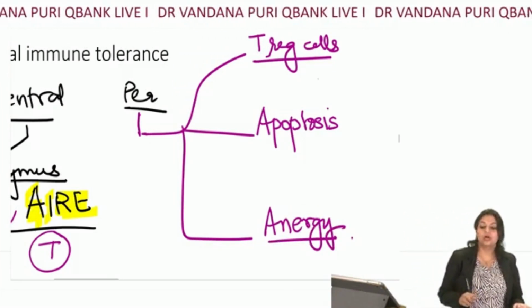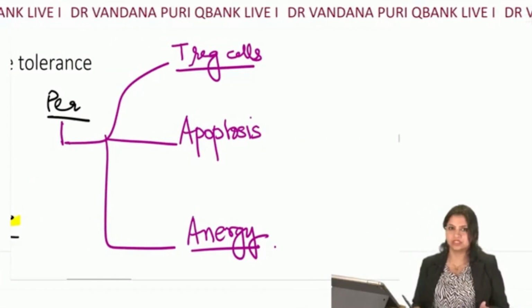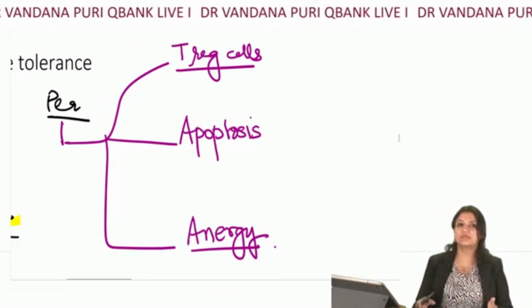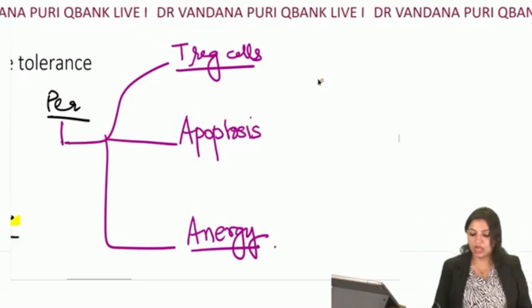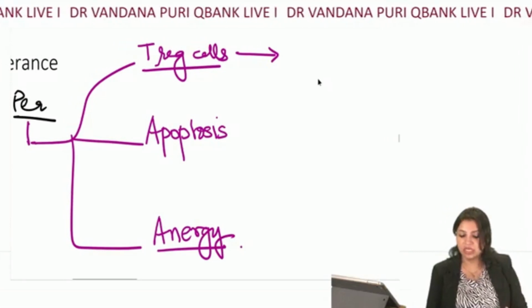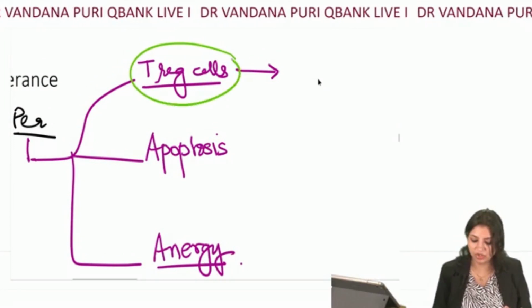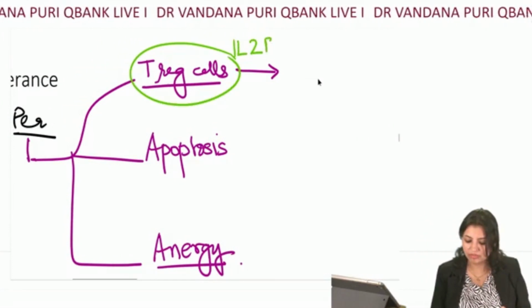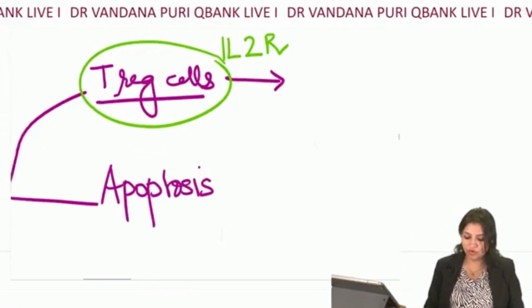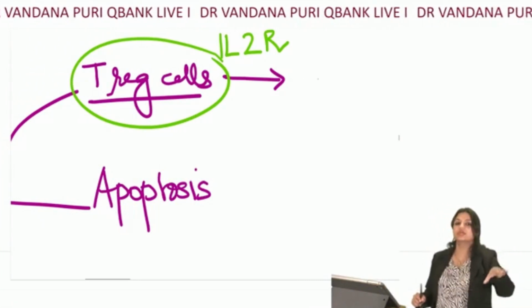Okay, so T regulatory cells. What are T regulatory cells? They are a subset of CD4 positive cells which can suppress the inflammation. These are specialized cells. And how do you identify them? They are CD4 positive cells, but they have a very special receptor on them called the interleukin 2 receptor. Therefore, we can identify them with a CD marker which identifies the interleukin 2 receptor.